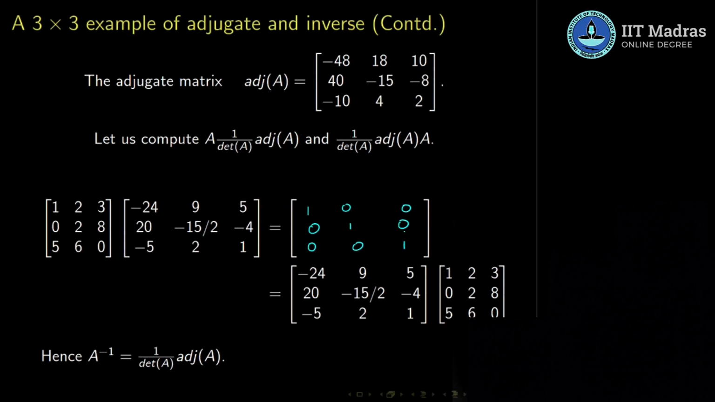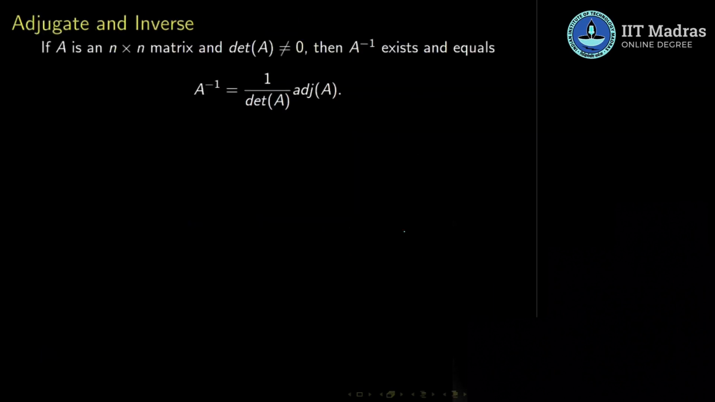So, what does that tell you? That tells you that A inverse, for this example, is 1 by determinant of A times adjugate of A. Well, it turns out that this is a general fact, and that is exactly what we are going to state here. So, if A is an n by n matrix and determinant of A is non-zero, then A inverse exists and equals 1 by determinant of A times adjugate of A.